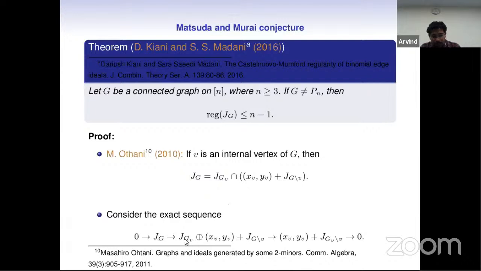So J_G and this. We'll be using the regularity lemma on this short exact sequence. Since G is not a path, we want to prove that the regularity of J_G is less than or equal to n minus 1. So we'll be basically proving that the regularity of this middle module is bounded above by n minus 1, and the regularity of the last module is bounded above by n minus 2.